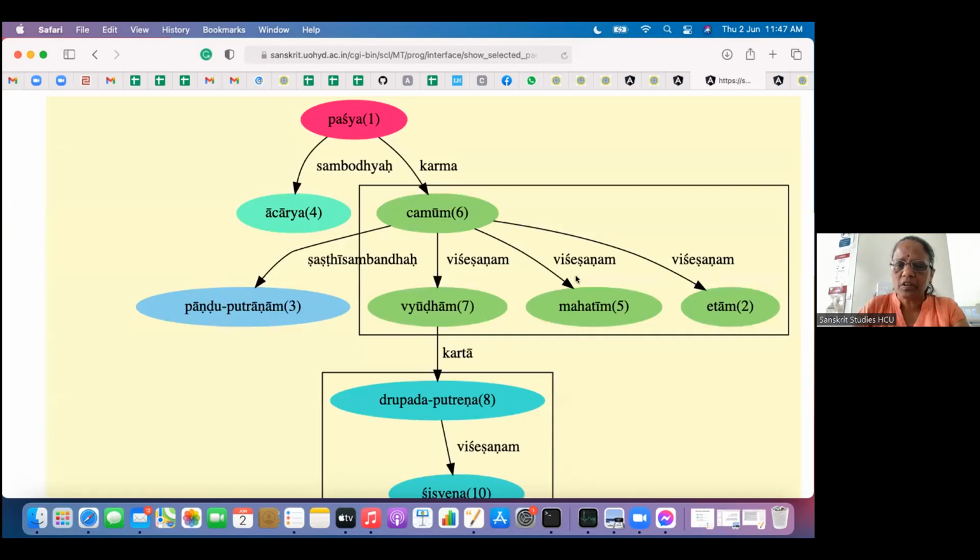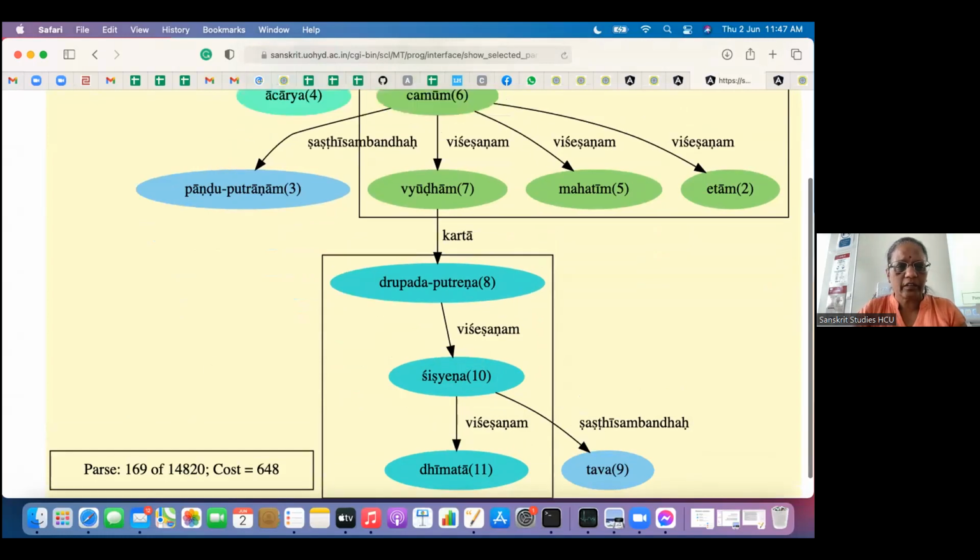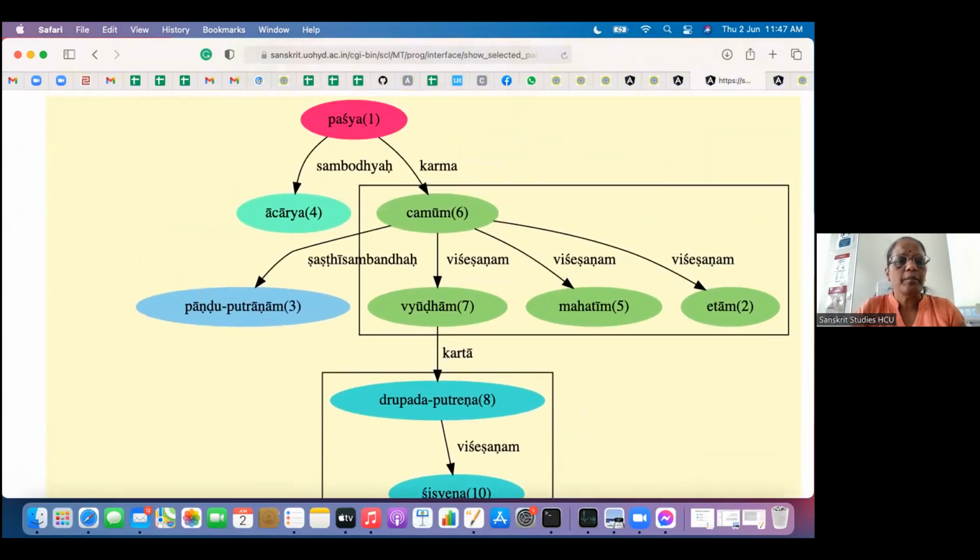Well, etam chamum or etam mahatim chamum, anything would have been okay. So this big army of the son of Pandus, which is organized, arranged by the son of Drupada, who happens to be your intelligent disciple. So this is the 169th parse of all the 14,820. So one relation which was wrong, we could get the correct one.